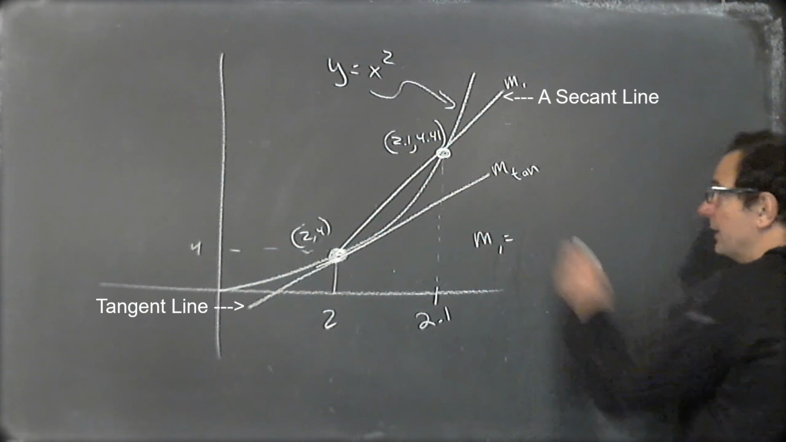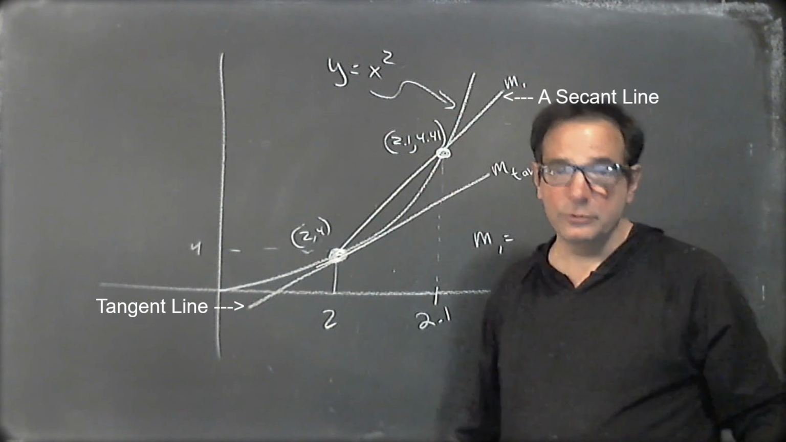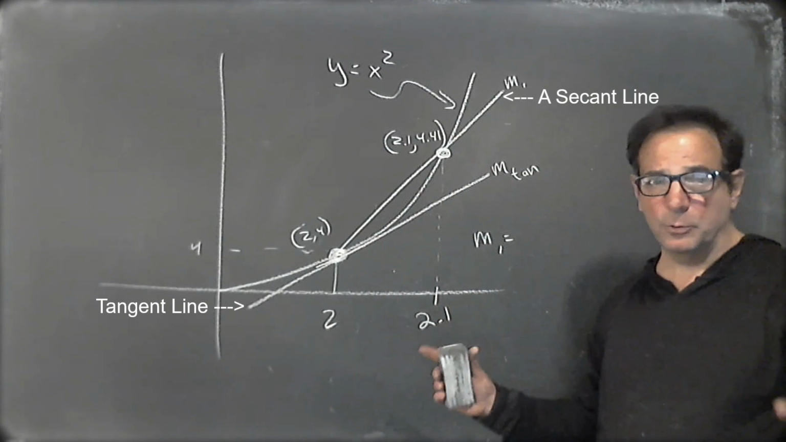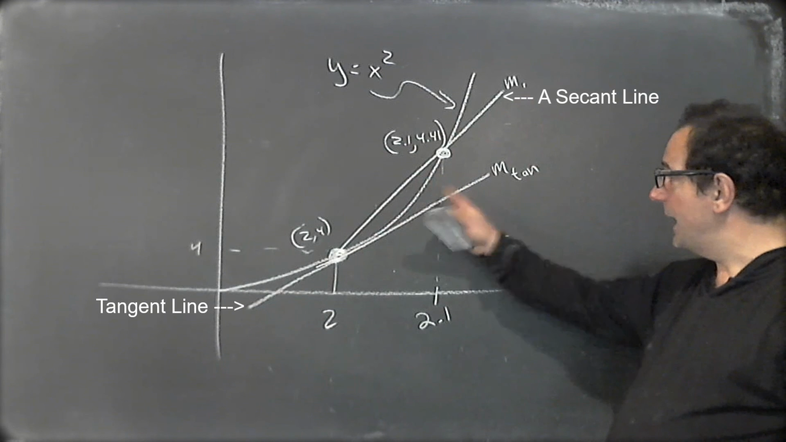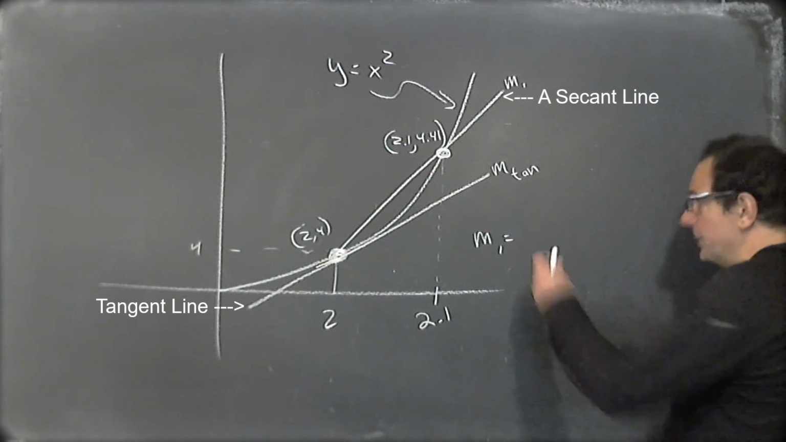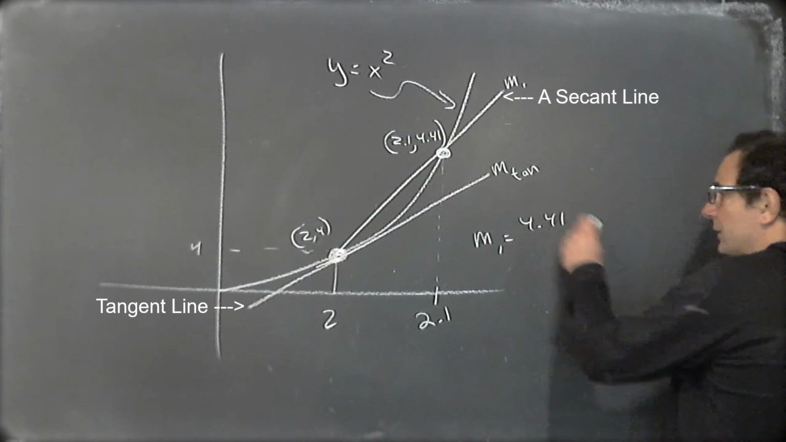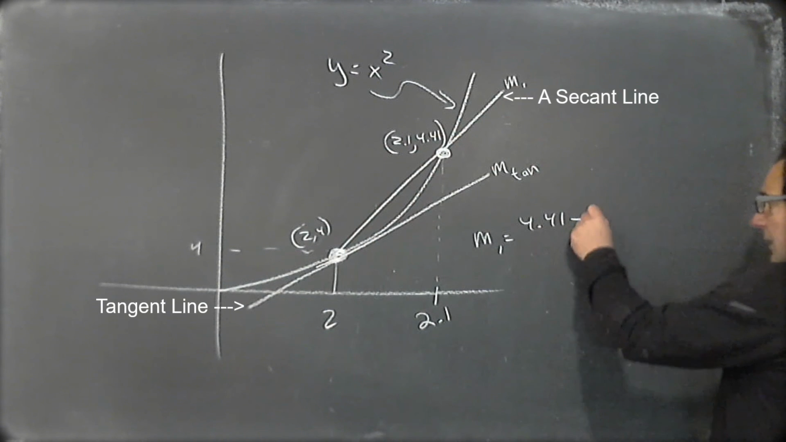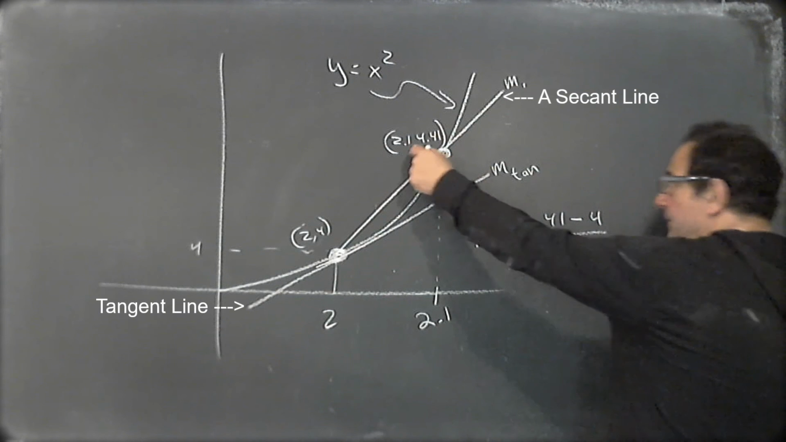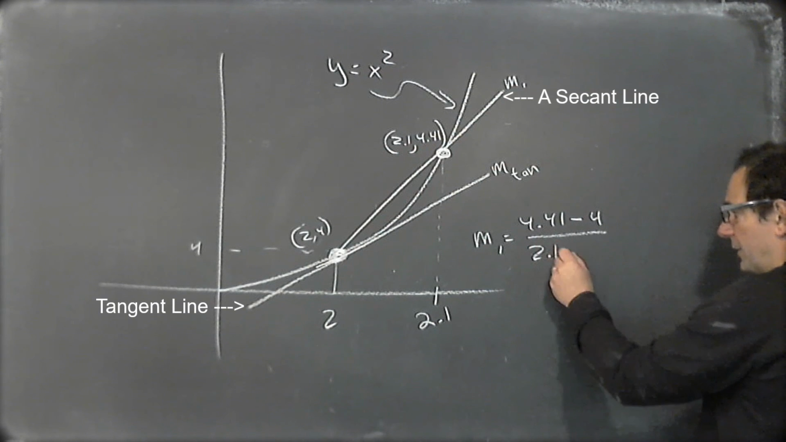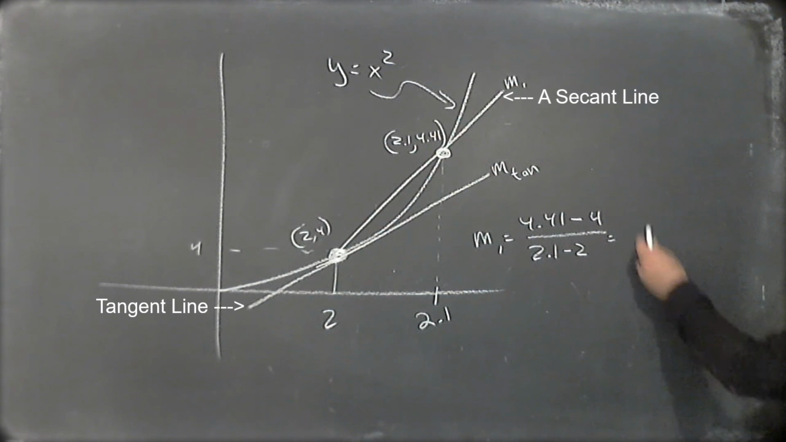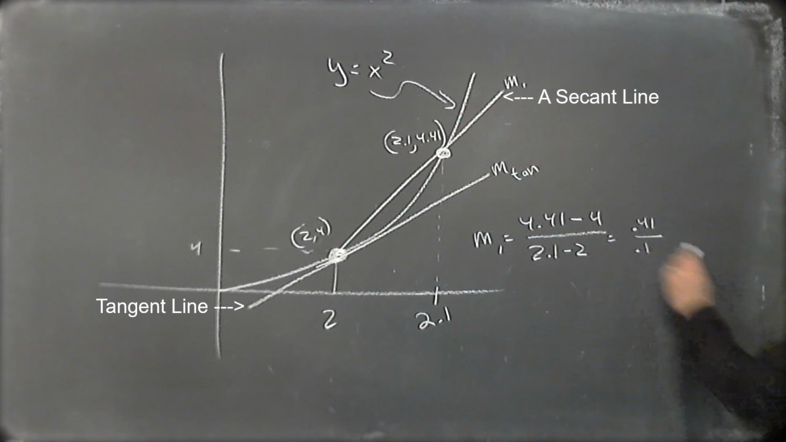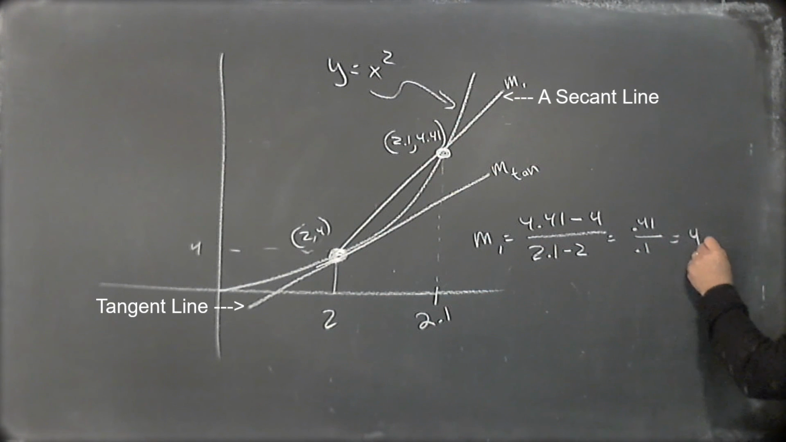M1 is equal to, well, the good news is we have two points, and we can use them to find the slope of the line that's near our tangent line. So we have 4.41 minus 4, the change in y, over the change in x, which is 2.1 minus 2. That gives us 0.41 over 0.1, which is equal to 4.1.